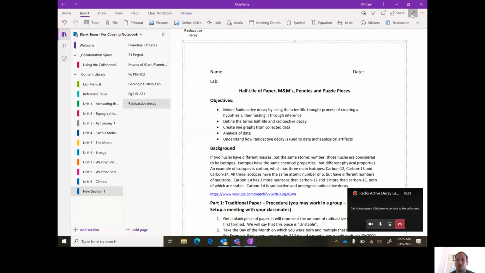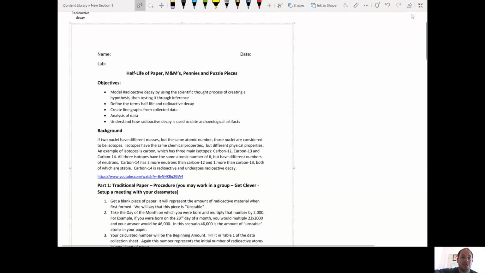I'm going to go over the directions for the radioactive decay lab that I assigned today on Microsoft Teams. Okay, so let me share my screen here. And here we go. This lab is to reinforce what a half-life is and how scientists determine half-life. You will need some equipment, though not much for this lab. I'm just going to go over the procedures here.